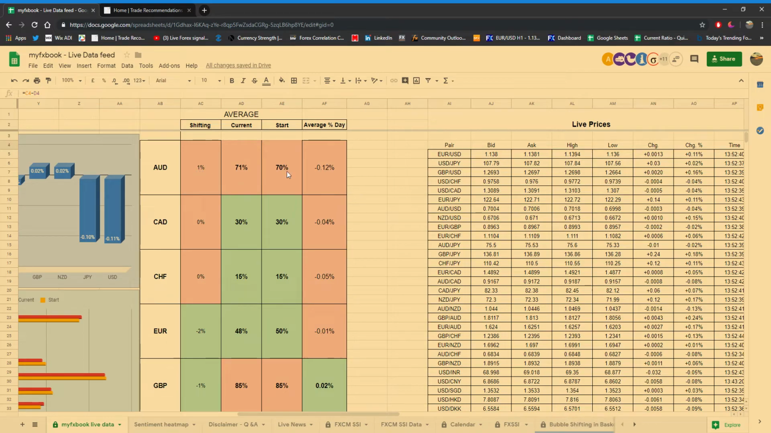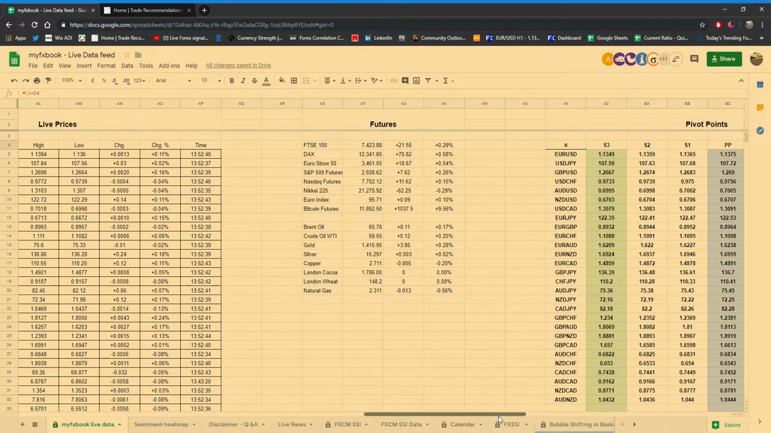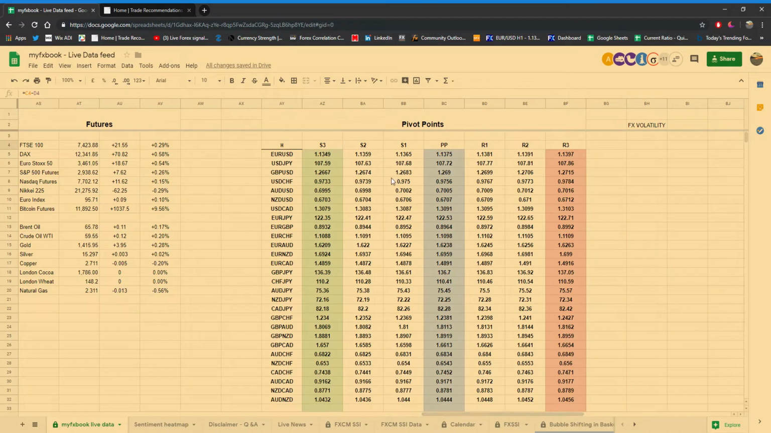Live prices updated every 15 minutes. Futures we can see positive, so that would help our yen and Swiss franc analysis. I haven't implemented the pivot points yet. Ideally I want to do daily, weekly, monthly, but this is actually hourly pivot points, so I need to investigate that.